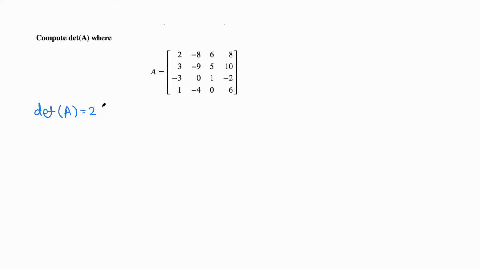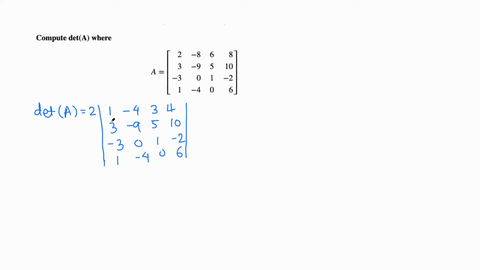So 2, and now determinant means we need not brackets, just the vertical lines. So 1, -4, 3, 4, and here that's 3, -9, 5, 10, -3, 0, 1, -2, 1, -4, 0, 6.